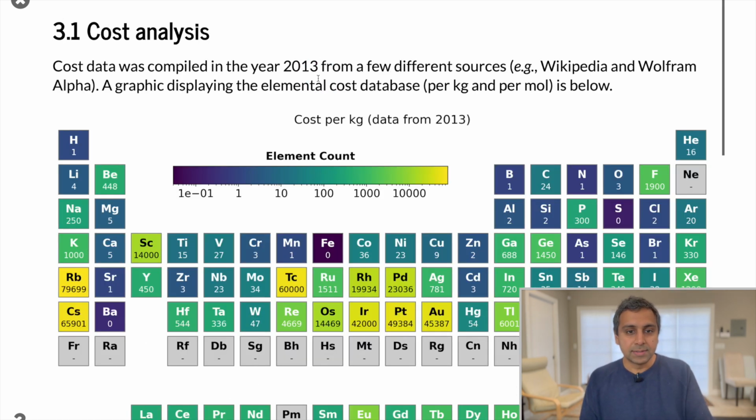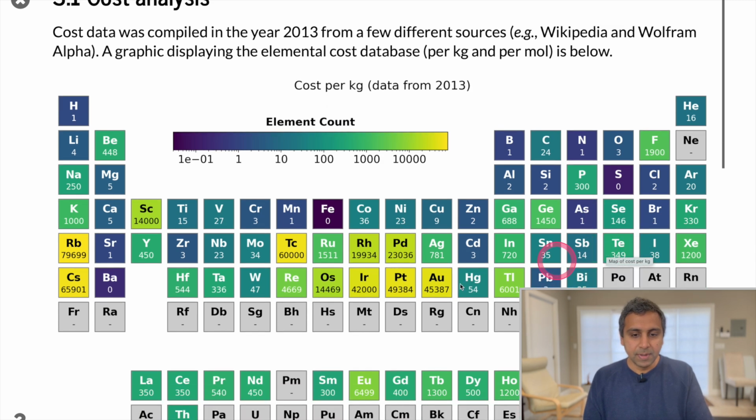So the cost analysis is based on data from the year 2013 from a few different sources like Wikipedia and Wolfram Alpha. This is basically what the cost of every element is in this database. So you can see, for example, these platinum group metals are going to be the highest cost.